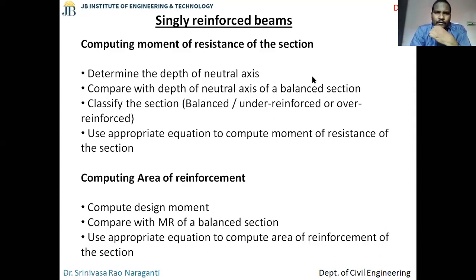Okay, let's find out. The next thing is computing the area of reinforcement. To compute the area of reinforcement, we find out the design moment. Again, we need to classify here, assuming it's a singly reinforced section. Then we find out the moment of resistance of a balanced section. Based on that, we find out the Ast value. So let's work out a numerical problem.